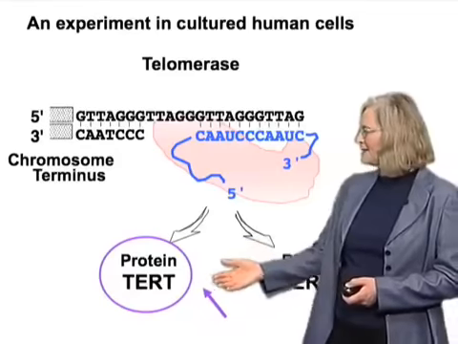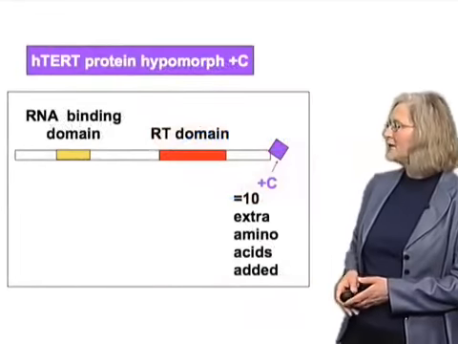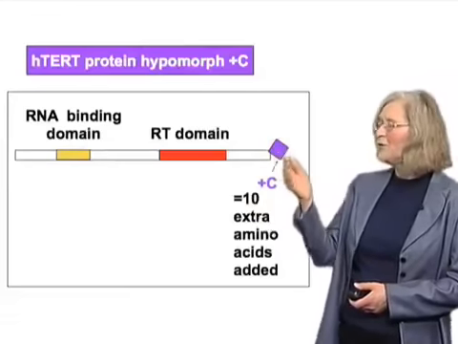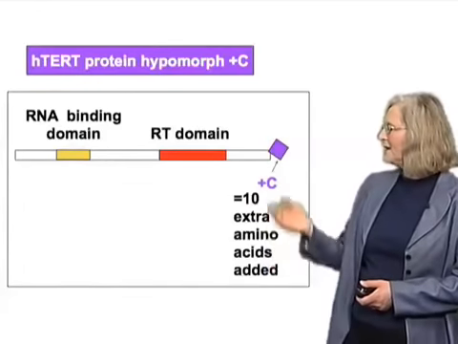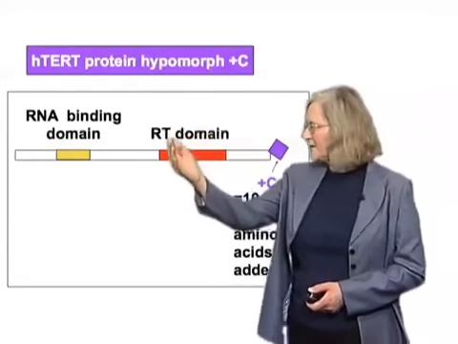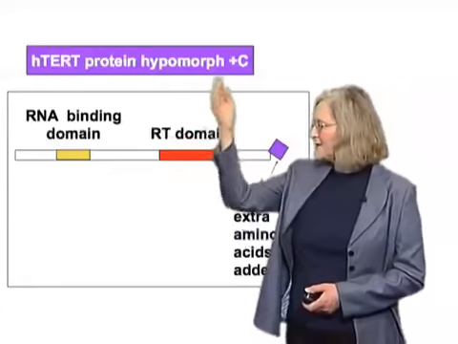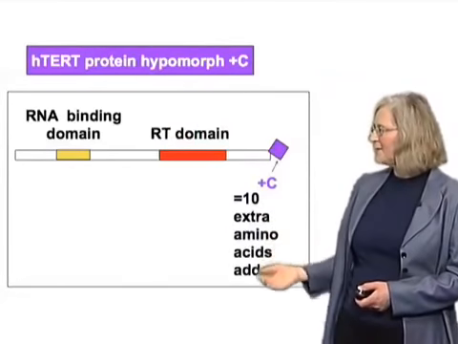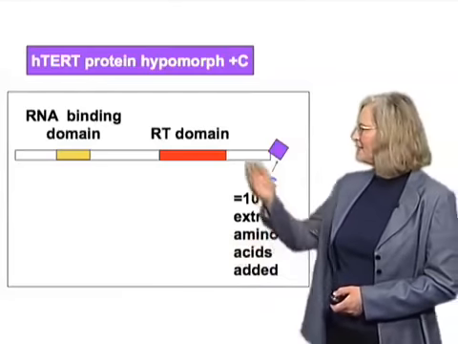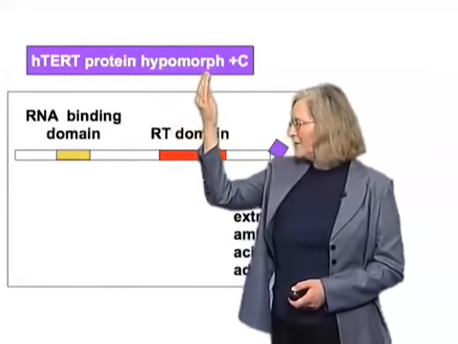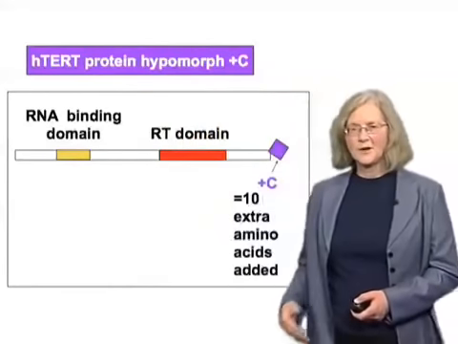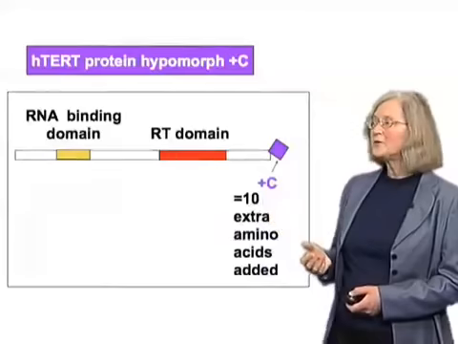And so in these experiments, a particular mutation was made on the TERT protein. It happened to be a very small change of a few amino acids added to the very C-terminus. And what this does is it doesn't affect the enzymatic activity, but it does affect the ability of this enzyme to elongate telomeres in cells. And it's called a hypomorph because that refers to the fact that it has an insufficient function. But it showed something useful.